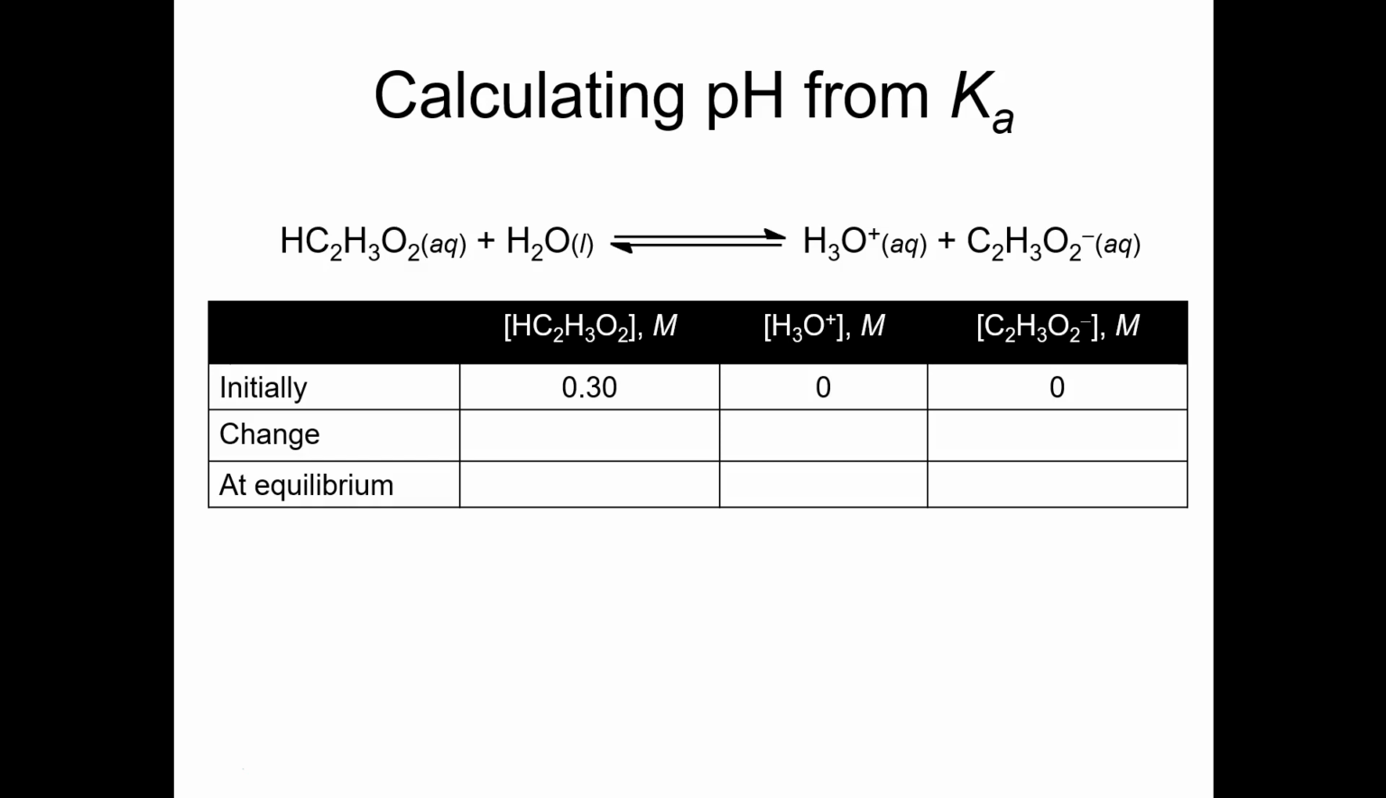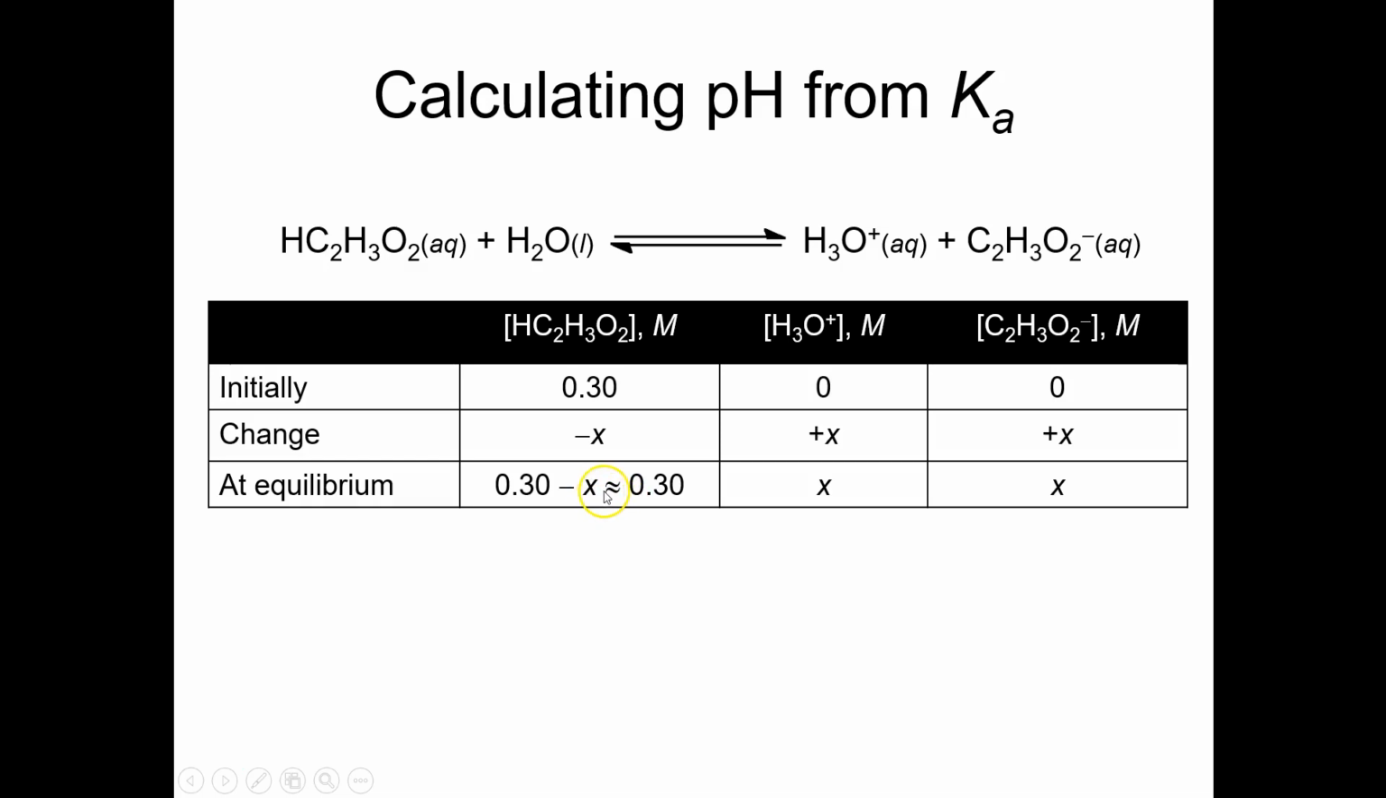Therefore, reactant concentrations are going to go down, product concentrations are going to go up. The coefficient in each case is 1, so I can simply say that the change in acetic acid is going to be negative X. The change in hydronium and acetate is going to be positive X. At equilibrium, the concentration of both hydronium and acetate is going to be X. The concentration of acetic acid is going to be 0.3 minus X.